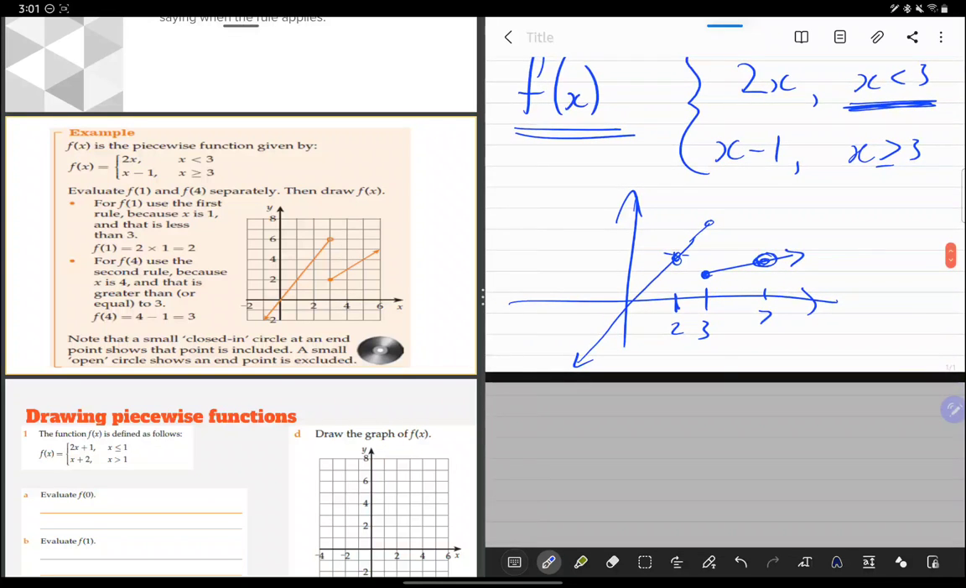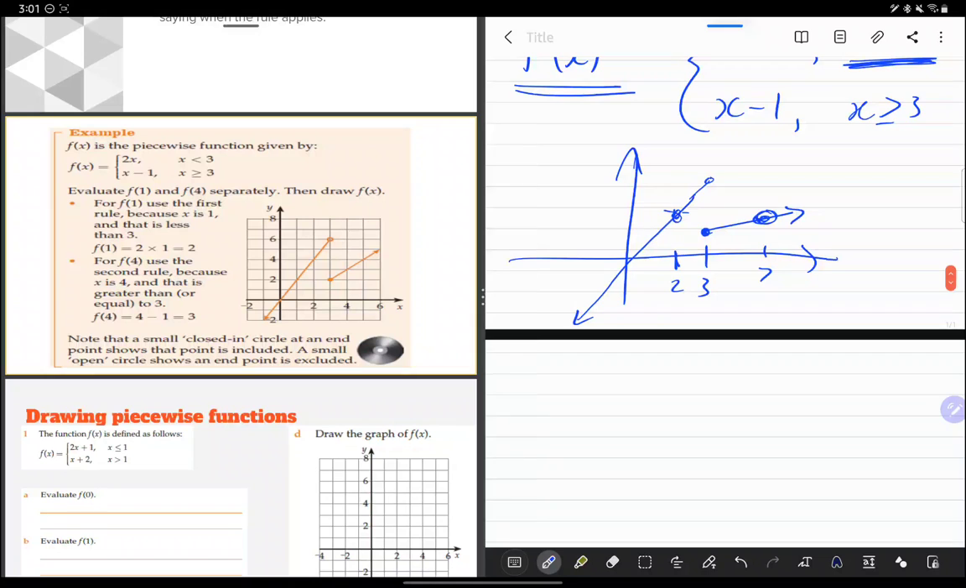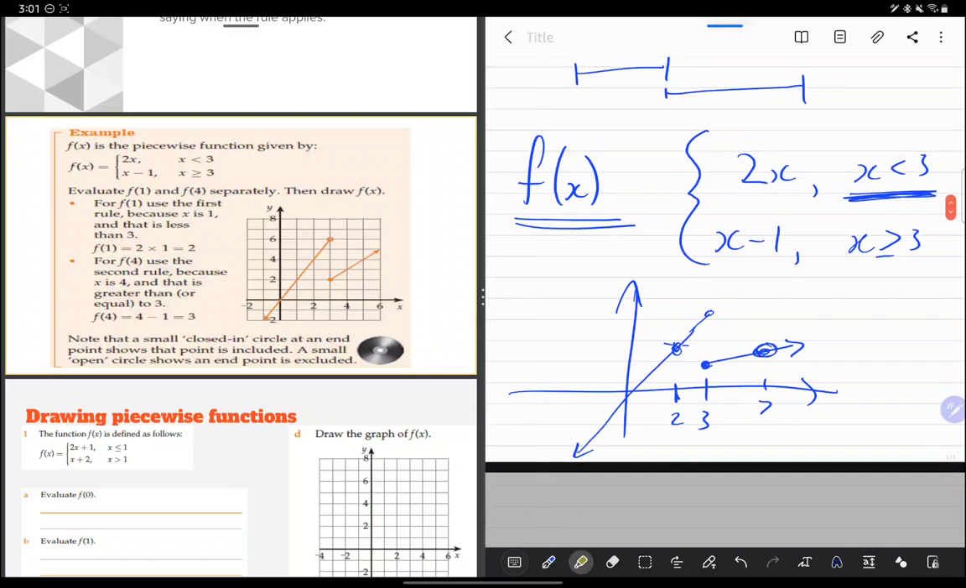Cool. All right, something like that. So this is what piecewise functions are. I mean, we've seen stuff like this before. We can draw that. We've done that topic before. But we are now just saying that certain different rules apply for different areas of the graph, which can happen.